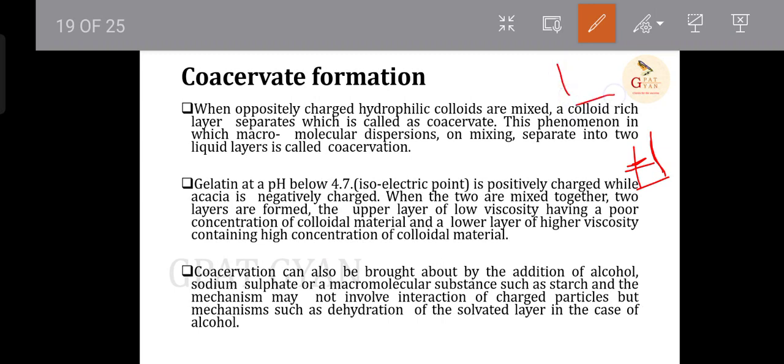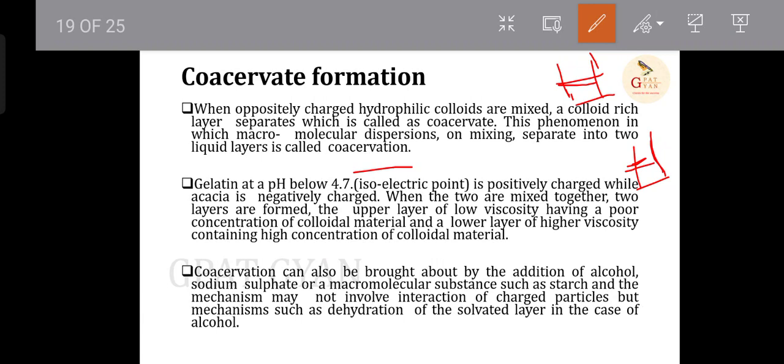Means if we add some opposite charges to a hydrophilic colloid, then a colloid-rich layer will be separated. Means there will be an extra layer formed, which separates into two different layers. You can observe the immiscibility between the two mixtures. So the phenomenon in which a macromolecular dispersion or mixture separates into two liquid layers is called coacervation. Two different layers will be observed.